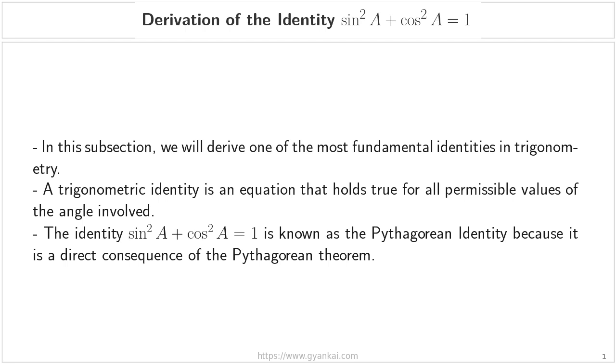You might have heard this referred to as the Pythagorean identity. As we will see in the next few slides, this isn't just a random rule. It is a direct consequence of the Pythagorean theorem that you likely already know from studying right-angled triangles.